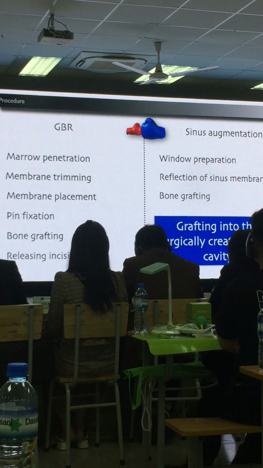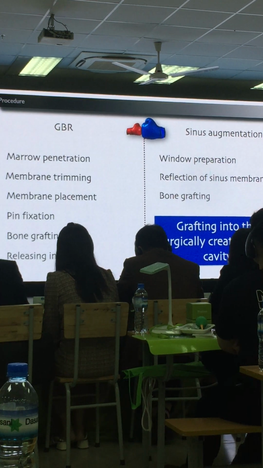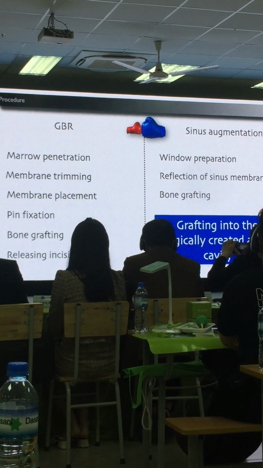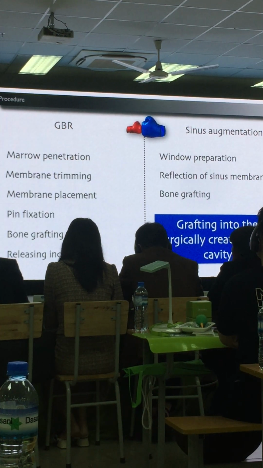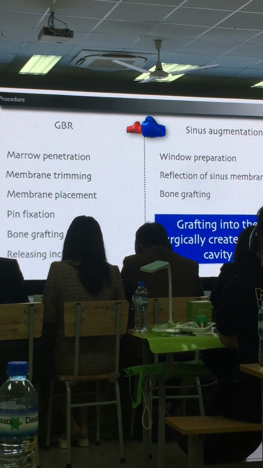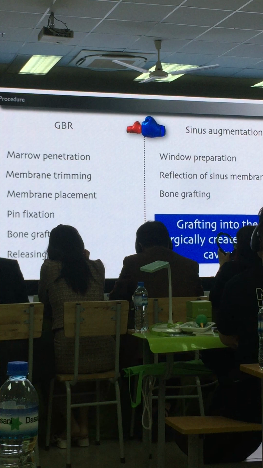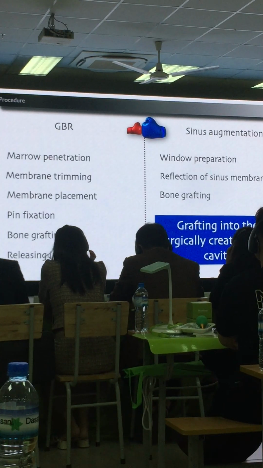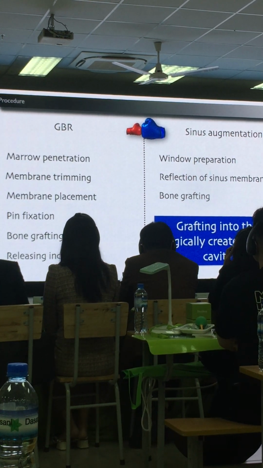Let's compare the sinus augmentation procedure with GBR. GBR requires many steps. As you can see, marrow penetration is needed on the recipient side for better blood supply. The membrane should be properly trimmed to fit the defect well. To stabilize the membrane, fixation pins should be applied at the margin of the membrane. After bone grafting, the site should be submerged and releasing incisions should be made for tension-free closure. Each procedure is very complex and time-consuming.